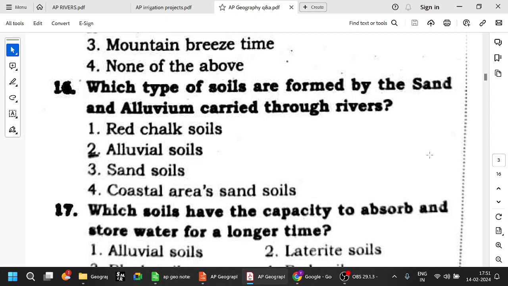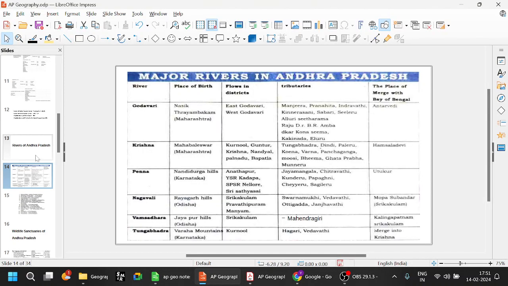Which type of soils are formed by the sand and alluvium carried through river? See, wherever there is river, you have to take it for granted that alluvial soils will be there. Whenever there is a river, the surrounding soils will be deposits of alluvium. They are called alluvial soils, and they are very fertile. In India, alluvial soils make up the Ganga, Indus, and Brahmaputra river valleys, and they make up the most. I mean, as percentage, they are the highest.